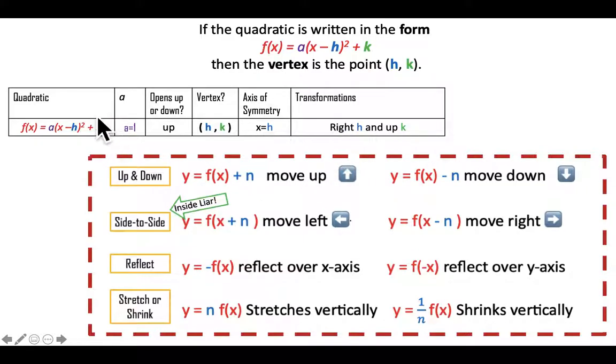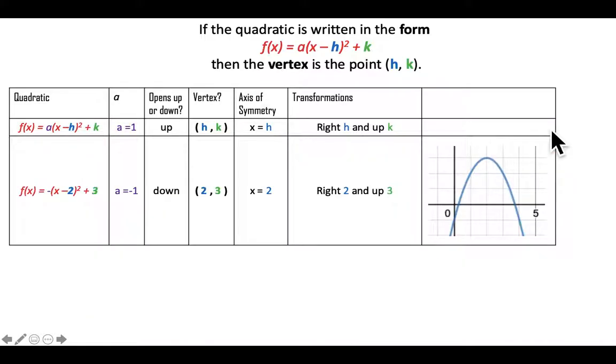Then if we have something added to the outside of the squared term, that's going to be an up and down transformation. So here, if we're adding it, then that means we're going to move up k units. So you may want to pull this out of your notes or keep this handy or summarize a few of these things right here in your current notes to make sure that you can handle these correctly.